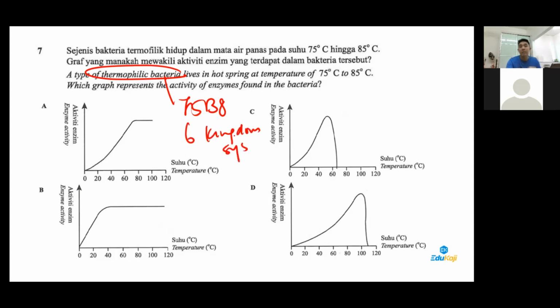Because by the time you attempt the trial paper, most likely you are nearly finishing your Form 5 syllabus. Okay. So they tell you they can survive in this particular temperature. So it means that they function well at high temperatures. Okay, 7, answer donkey.